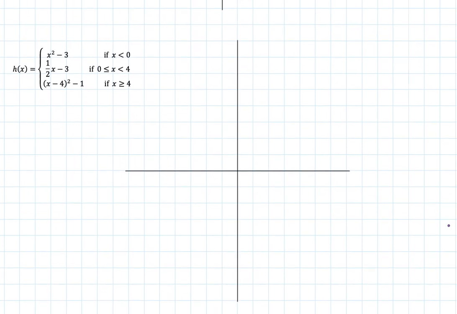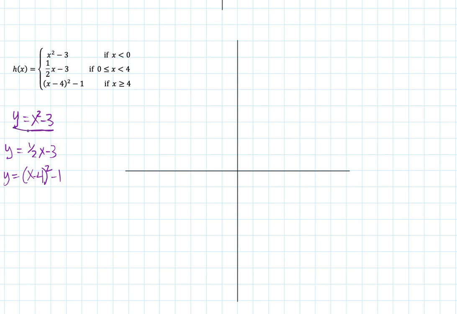This is a more complicated one, so we'll see how well I can draw this on this thing. You have a couple quadratics and linear. So I will just write these out so I can see. Y equals x squared minus 3. Y equals 1/2 x minus 3. And y equals (x minus 4) squared minus 1.